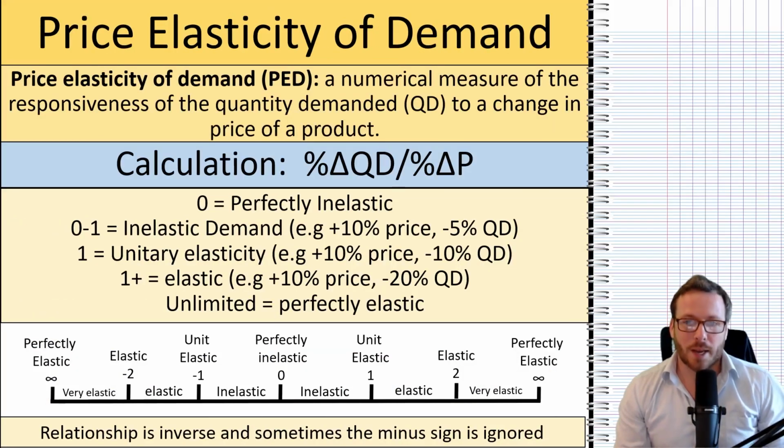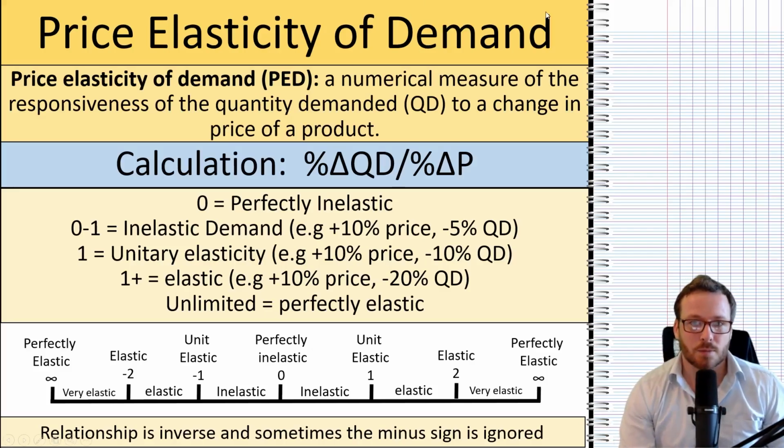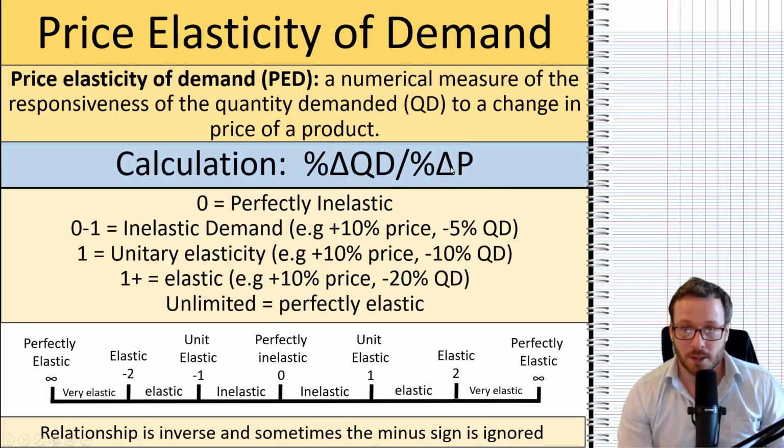So if you want to copy any page in existence, this is the one that we need to have, okay? This basically tells you what the definition is. Lovely, we need that in the exam. It also tells us what the calculation is. And this simply means the percentage change in quantity demanded over the percentage change in price. So if I change the price by, let's say, 10%, I add 10% of the price, how much quantity demanded am I going to lose?